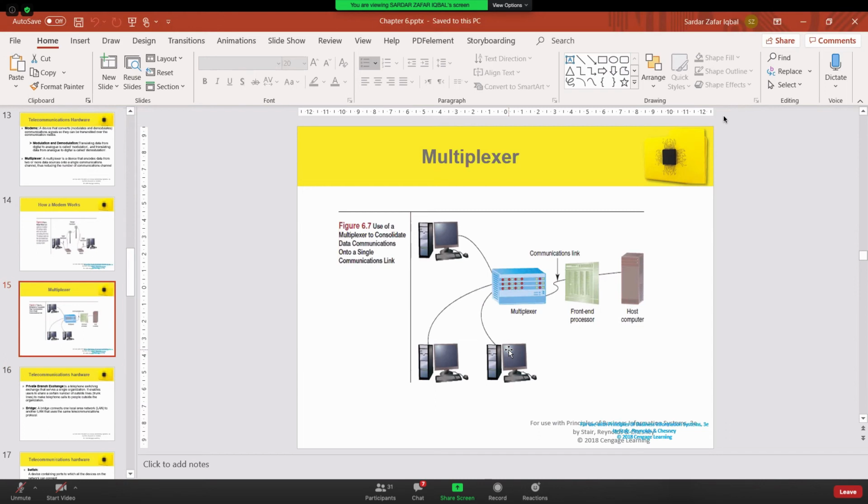As you can see here, they are working with the processors. The data is coming from different channels. So input, how many channels? There are 3 channels for input for this device in this figure. And how many channels for output? 1 channel. So it will really reduce the cost. So many organizations are using this multiplexer.